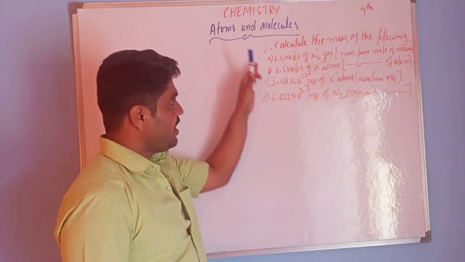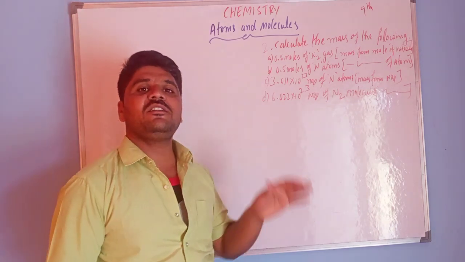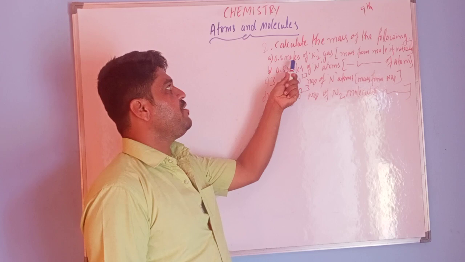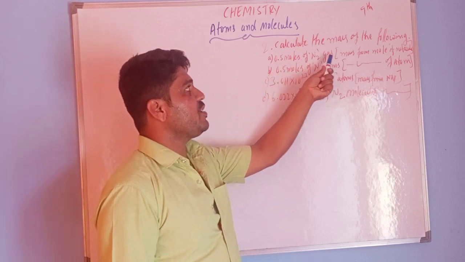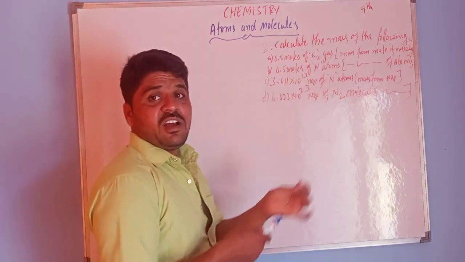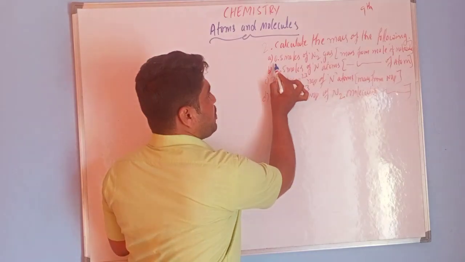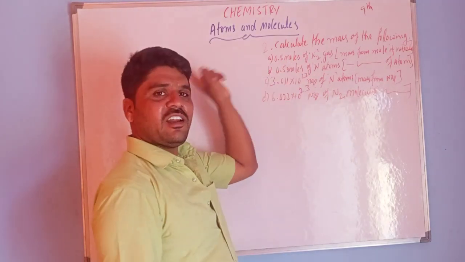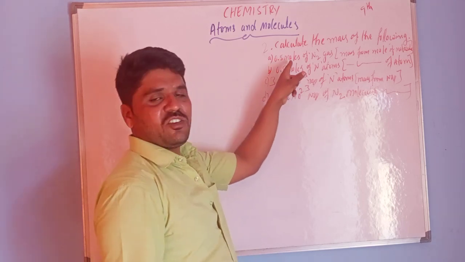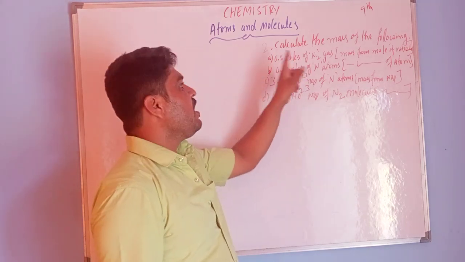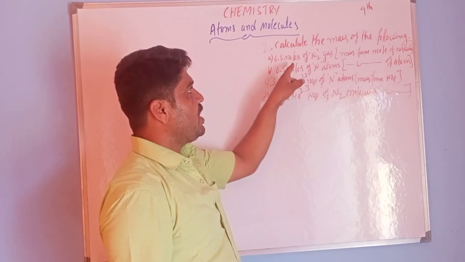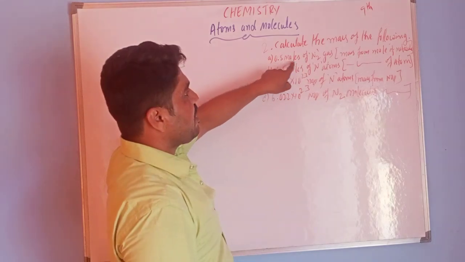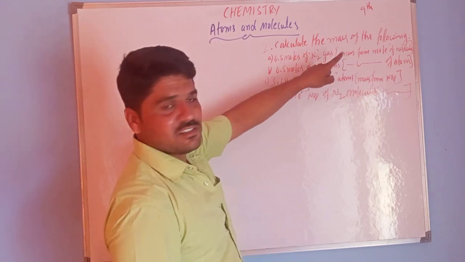In that we have four sub questions. First one is 0.5 moles of N2 gas. Please remember and observe: here moles is given. In the last problem we had to find the moles, but in this problem I am going to find the mass.